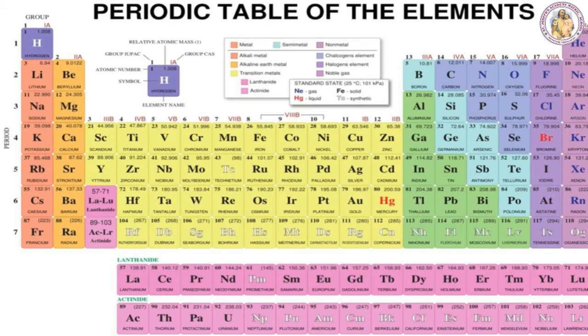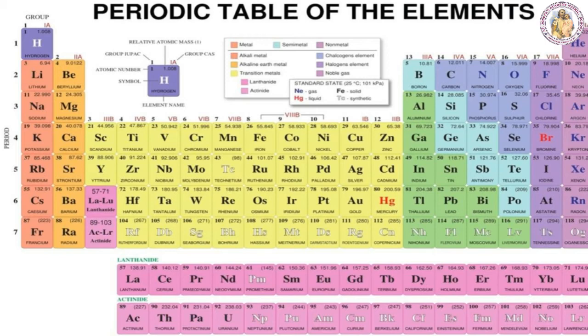There are in all 18 vertical columns and 18 groups in the long form of periodic table. These groups are numbered from 1 to 18 starting from left. There are 7 horizontal rows called periods in the long form periodic table. The elements of groups 1, 2 and 13 to 17 are called the main group elements. These are also called normal elements.